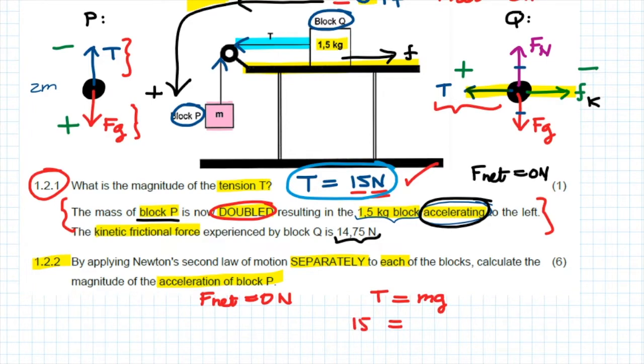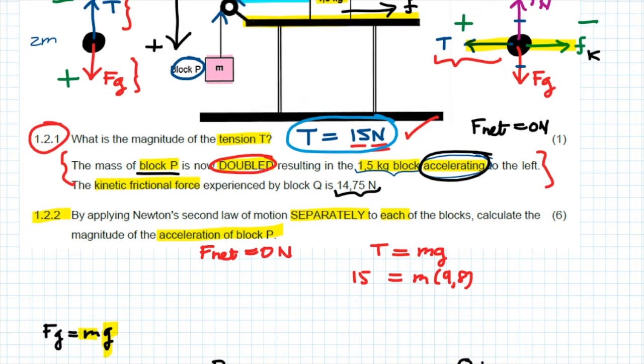15 for the case where the block was not moving is equal to m times 9,8. We can divide both sides by 9,8 and we find out that the mass of the block is equal to 1,53061. Remember that we only round off right at the end of the problem, and that is measured in kilograms. So we know that the original mass of this block was 1,53061 kilograms. But remember, the mass doubled.